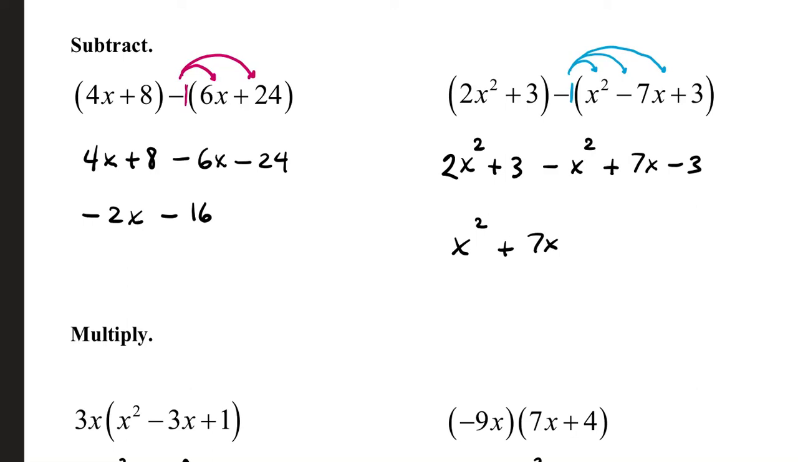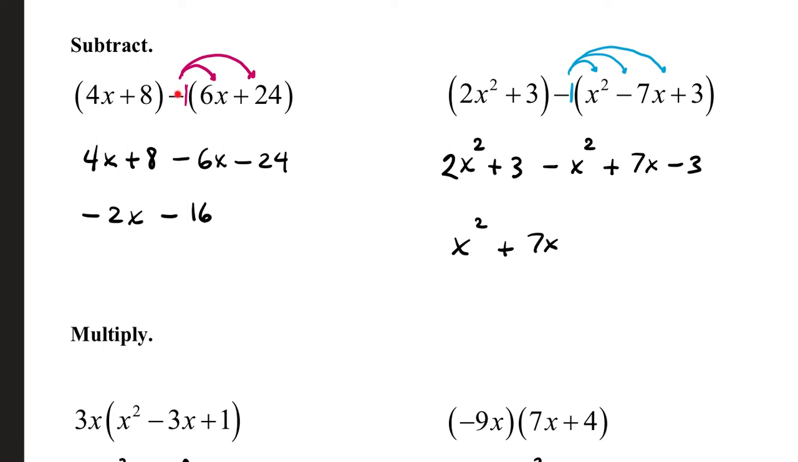Let's discuss subtracting polynomials. Polynomials are many terms involving numbers and letters. So subtraction is an operation where you've got to really be careful. The first set of parentheses, we're going to subtract 4x plus 8 and 6x plus 24.